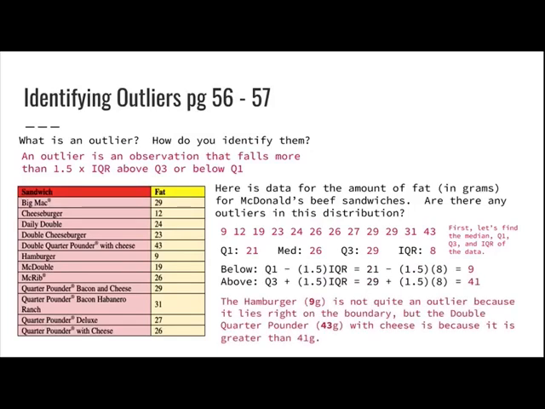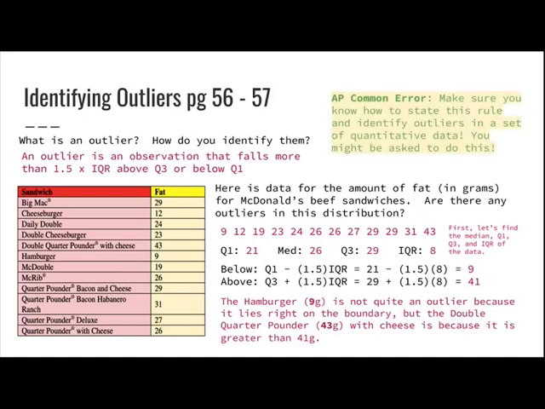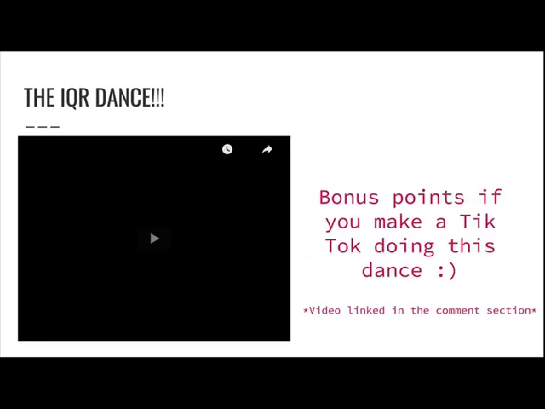The hamburger, 9 grams, is not quite an outlier because it lies right on the boundary, but the double quarter pounder with 43 grams is, because it is greater than 41 grams. Make sure you know how to state this rule and identify outliers in a set of quantitative data. You might be asked to do this.